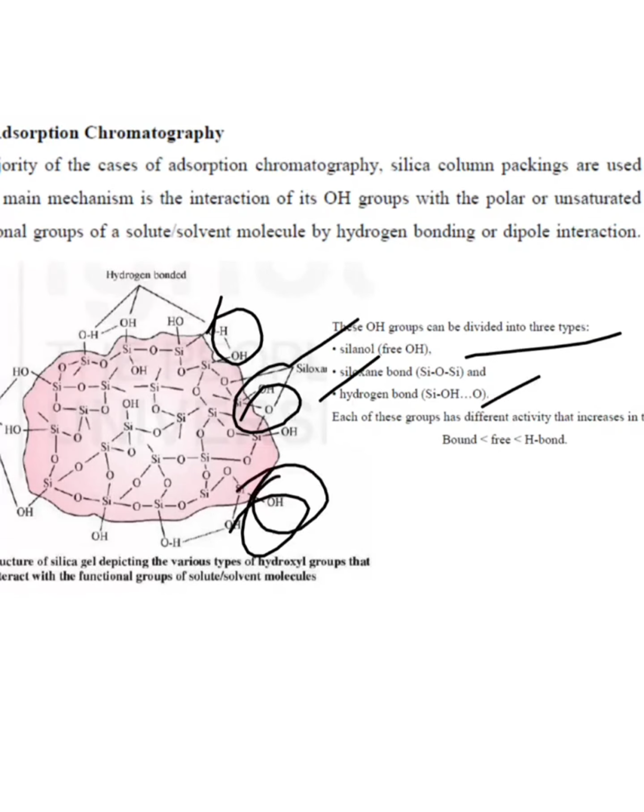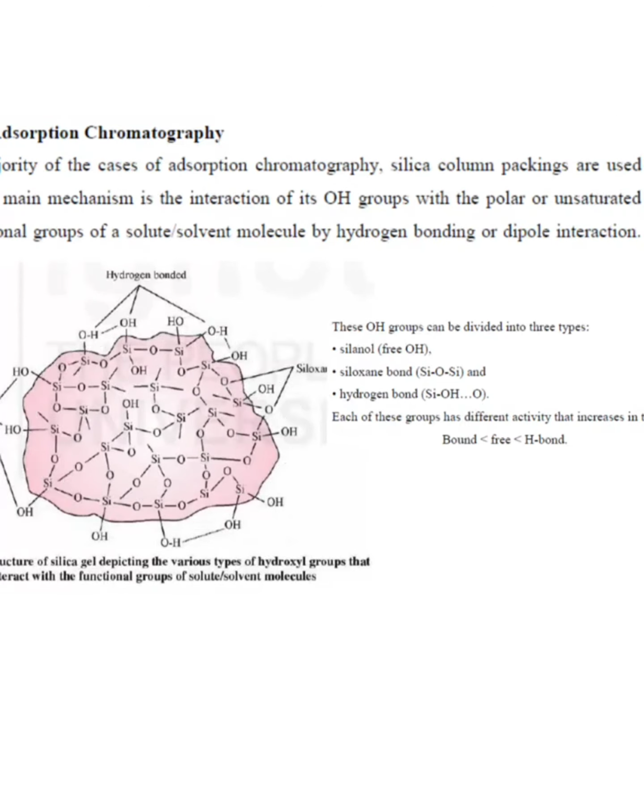So this is the structure of the silica gel, which is having the interaction with the mobile phase and the sample. So there will be different interactions to get separated. So the acyl free OH interaction, siloxane bond interaction and hydrogen bond interaction will be there for the adsorbent.